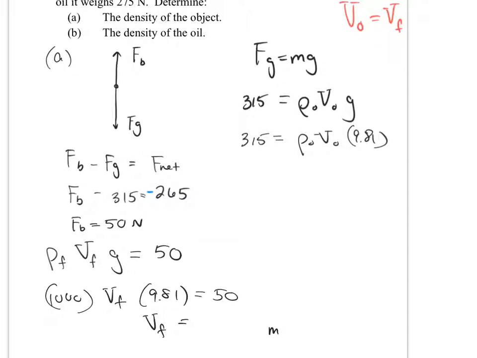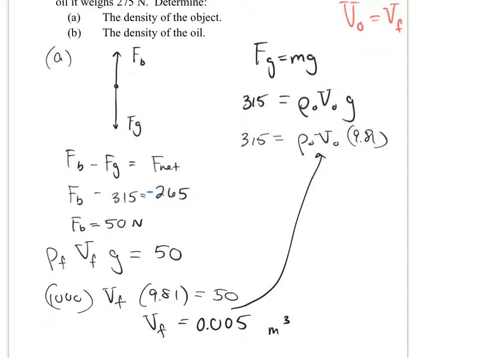Put that box right ahead of time, didn't I? There we go. I now have to take this number and plug it in for VO. Why do I have to do that? Because again, it's fully submerged. So the volume of the fluid that's taken up by this object equals the volume of the object itself.